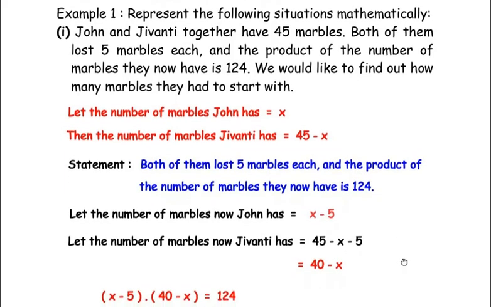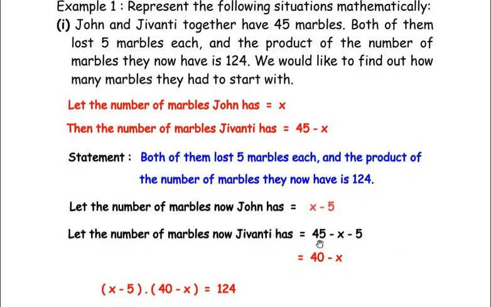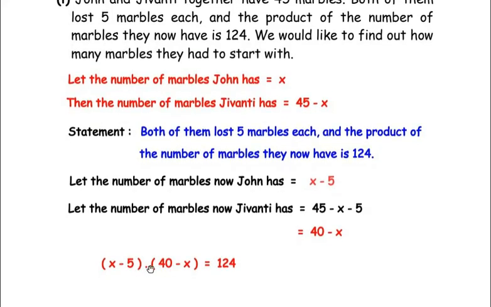So here our equation is going to be, we are going to multiply the number of marbles John and Jivanti have, that is (x minus 5) times (40 minus x), equal to 124. Now in the next step we are going to expand these brackets. So x times 40 gives us 40x. x times negative x gives us negative x square. Negative 5 times 40 gives us negative 200. And negative 5 times negative x gives us positive 5x, equal to 124.